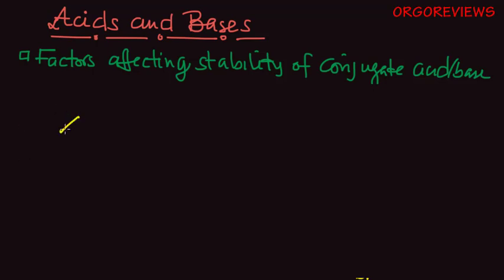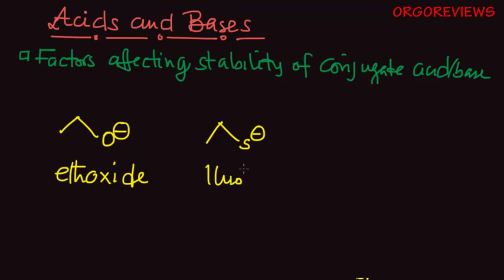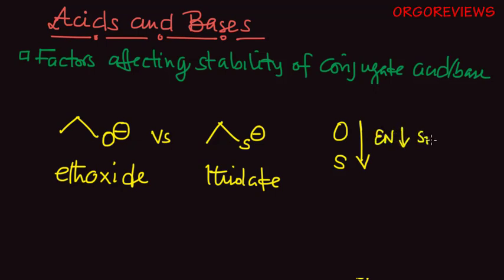So if I had a structure of a base that has an alkoxide, which in this case will be ethoxide, and I have a thiol, so it is an ethylthiolate, or a thioanion. We want to compare which of these two will be more stable. Looking at this, oxygen and sulfur belong to the same group in the periodic table. So we know that the size increases and electronegativity decreases. So electronegativity decreases, but size increases.